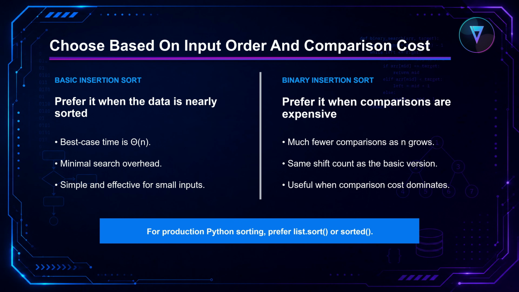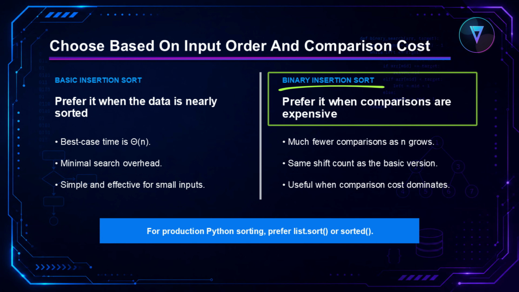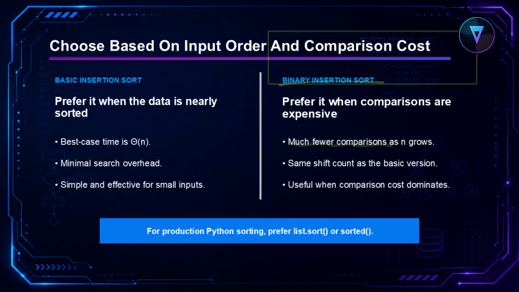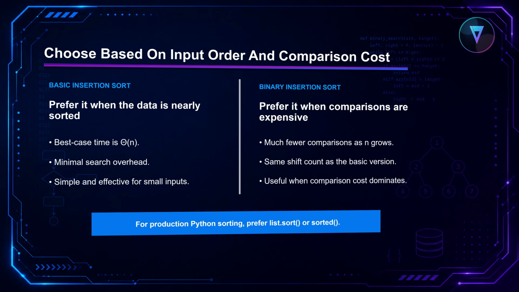When should we choose each version? Basic insertion sort is usually better for small or nearly sorted data because its best case time is O of n and it has little search overhead. Binary insertion sort is useful when comparisons are expensive because it reduces comparison count even though shifting remains unchanged. And for general Python programs, we should normally use list.sort or sorted.